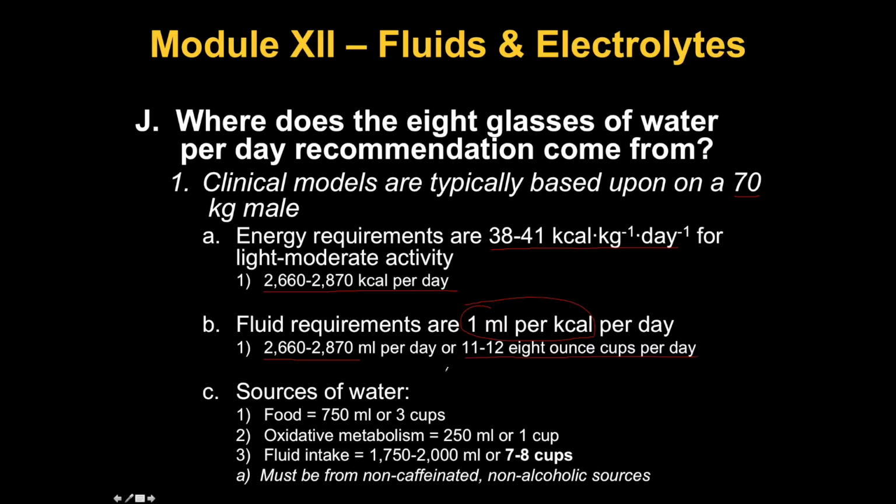Now, this does assume certain things as far as the source of water is concerned. So from food, we're saying that we're going to get 750 milliliters or 3 cups of fluid there. Oxidative metabolism, we're getting about 250 milliliters or 1 cup there. For fluid intake, we're going to assume that 1750 to 2000 milliliters or 7 to 8 cups per day of fluid. So this fluid amount has to be from non-caffeinated, non-alcoholic sources in order for this model to be correct. So the 8 glasses of 8 ounces of water per day is actually coming from this clinical model, which is based on a 70 kilogram male.